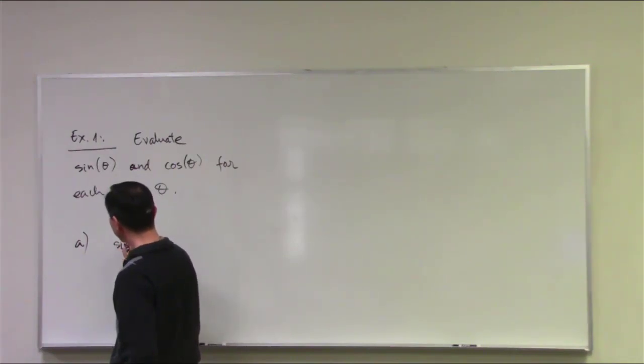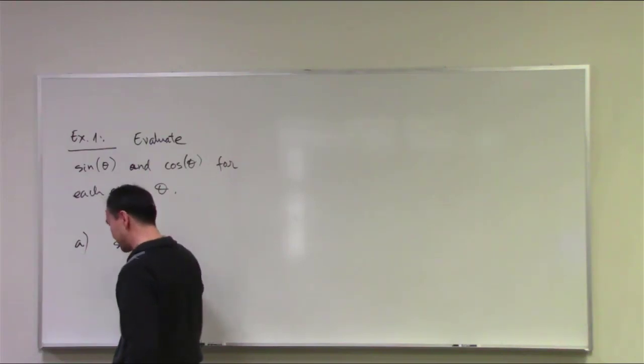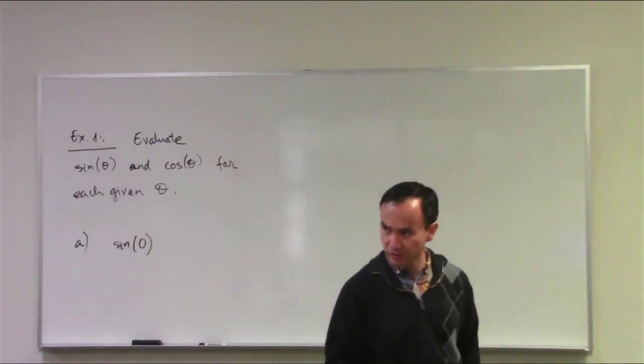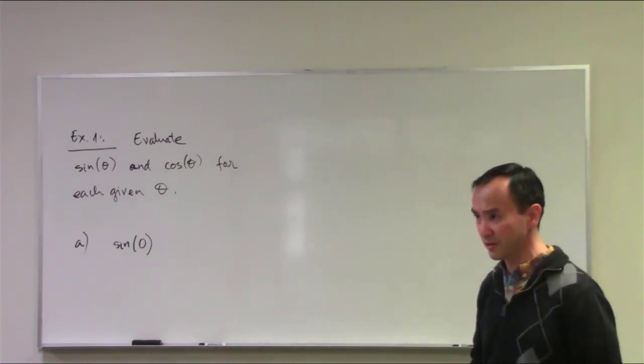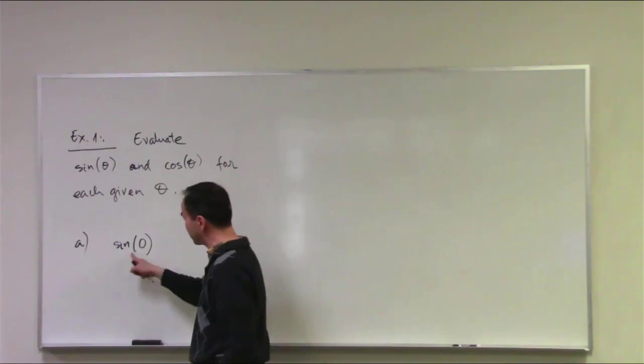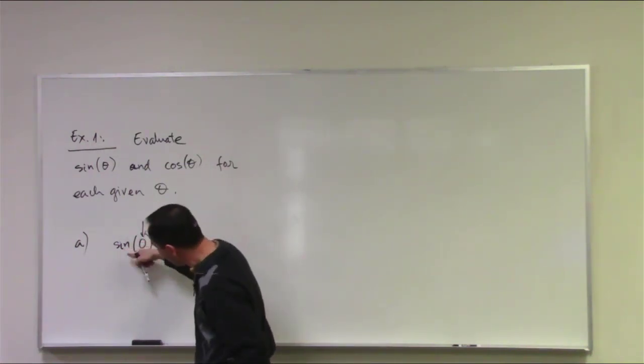So let's look at sine of 0. Doesn't matter if it's radians or degrees, 0 degrees or 0 radians, 0 pi, that's what I meant. But what is the value for sine of 0? So 0 is the angle. You already knew it, but we want to find sine of 0.